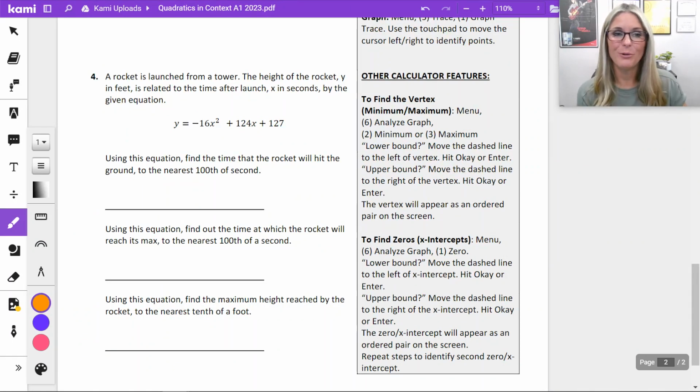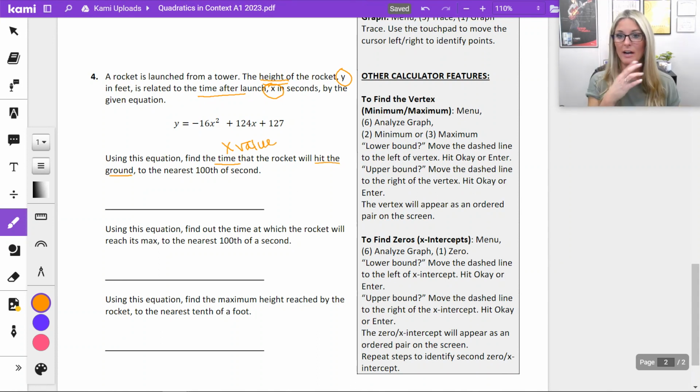Let's try again with number 4. A rocket is launched from a tower. The height of the rocket, y, in feet, is related to the time after the launch in seconds for our x value by the given equation y equals negative 16x squared plus 124x plus 127. Using this equation, find the time. And what was time? Time was an x value that the rocket will hit the ground.